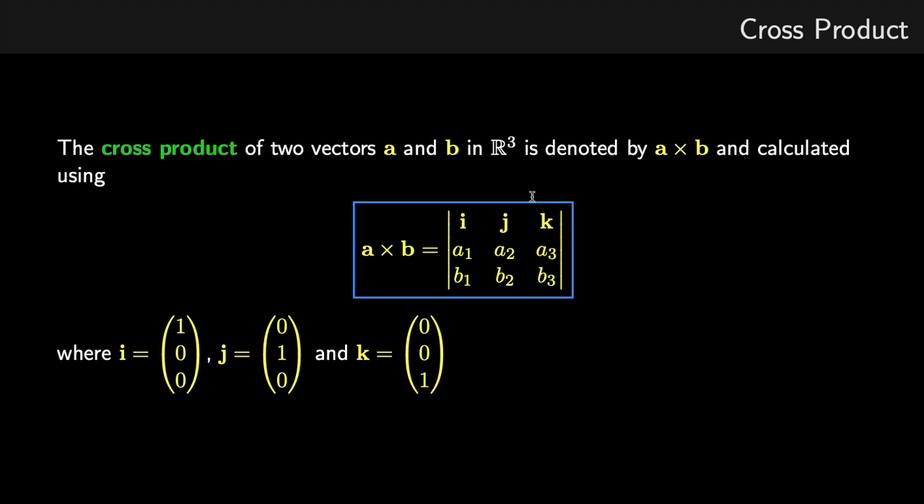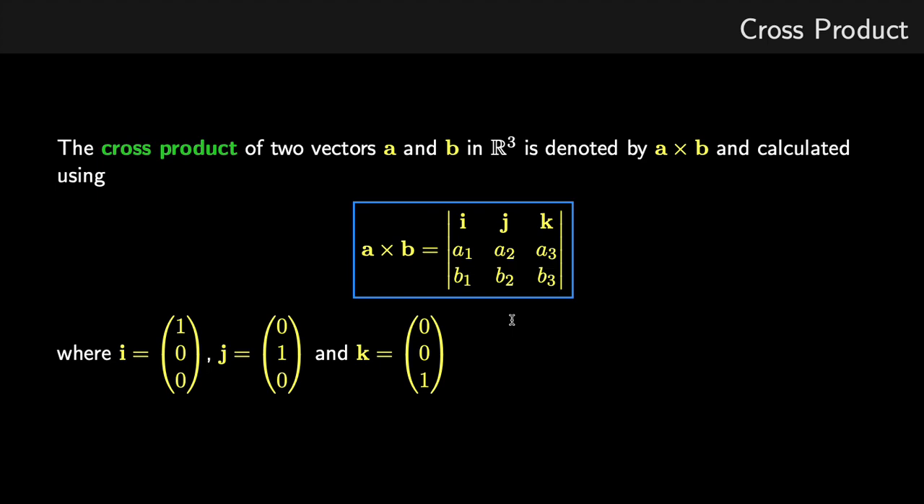Okay, so for a cross b, we form a 3 by 3 matrix where the first row are the vectors i, j and k. These are simply unit vectors that point along the x, y and z coordinate axes, and they are known as basis vectors. So i is (1, 0, 0), j is (0, 1, 0) and k is (0, 0, 1). Then we list the elements of a in the second row and the elements of b in the third row. This will give us a vector.